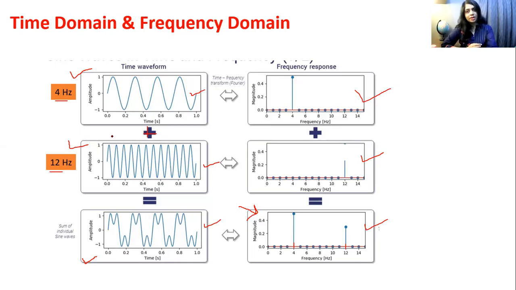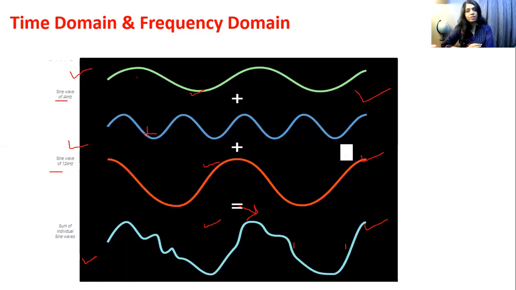Now let's take another example. Now suppose we have three waveforms. This is one sinusoidal waveform, this is another frequency, and this is another frequency. Everywhere the amplitude is different. So when we add these kinds of sinusoidal signals together, we will get something like that, which is kind of a random signal.